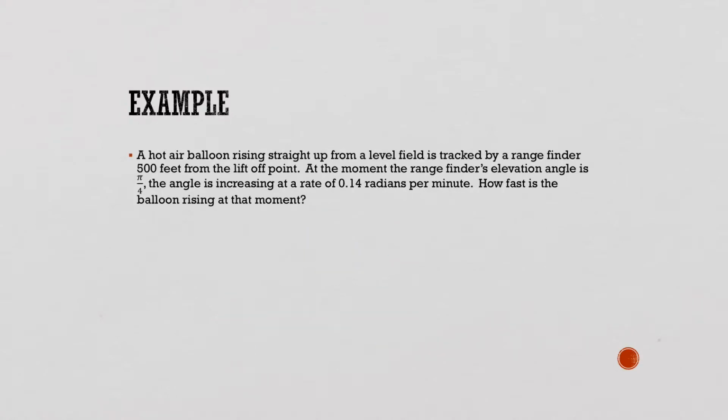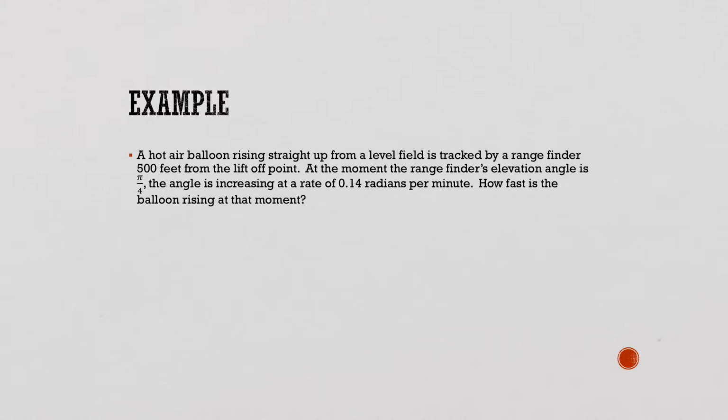So if we move on to another one, a hot air balloon rising straight up from a level field is tracked by a rangefinder 500 feet from the liftoff point. At the moment the rangefinder's elevation angle is pi over 4, the angle is increasing at a rate of 0.14 radians per minute. How fast is the balloon rising at that moment? So, what we have to think about here is what's happening. In a lot of these cases, you're going to have to draw a picture.